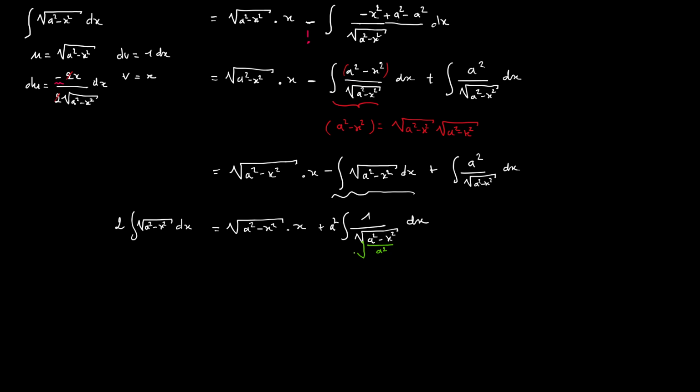Right? Okay, all of that being said, let's have a look at what impact that has. So basically we do times a divided by a, and then we end up with the following. We get the square root of a squared minus x squared times x plus a times this integral of 1 over the square root of 1 minus x over a squared dx. Okay, this looks even more like our primitive function.